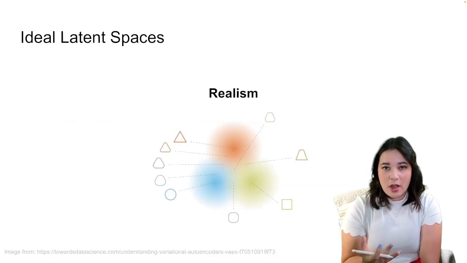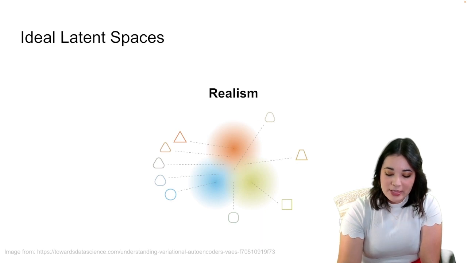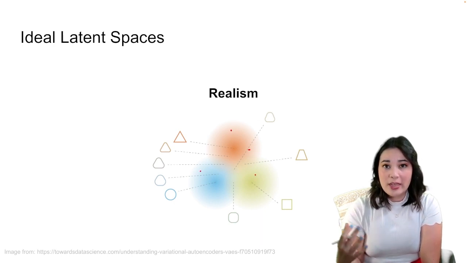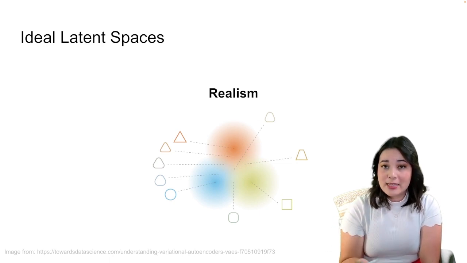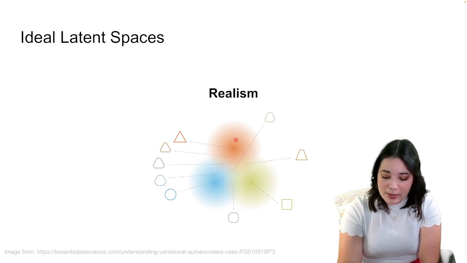But variational autoencoders also have realism. This is the idea that we can sample from anywhere in our latent space, and once we decode it, reconstruct something that looks like a valid input. For instance, in this latent space that was created by training on different shapes, we should be able to sample anywhere from this latent space and get something that looks like a valid shape.